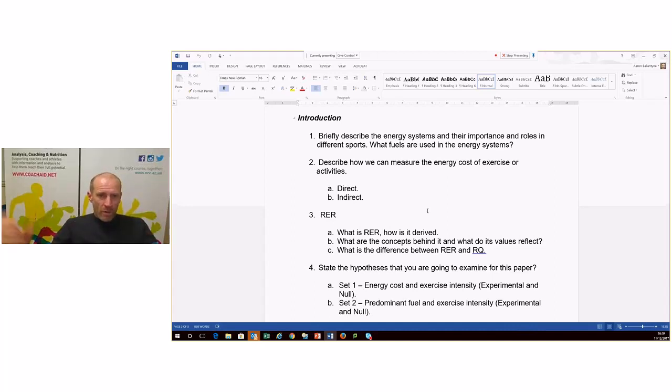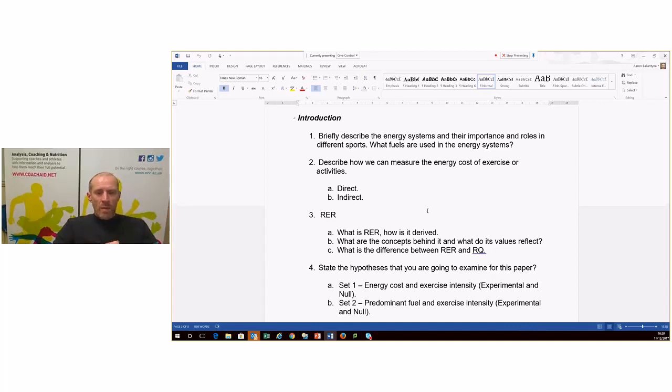Energy, where do you get energy from? The whole ATP thing, the whole three energy systems. The fuels, make sure you put the fuels in there that are used. Especially in the aerobic system, don't focus just on aerobic glycolysis, the Krebs cycle and the electron transport chain. Make sure you comment on where fats enter and where proteins can enter as well.